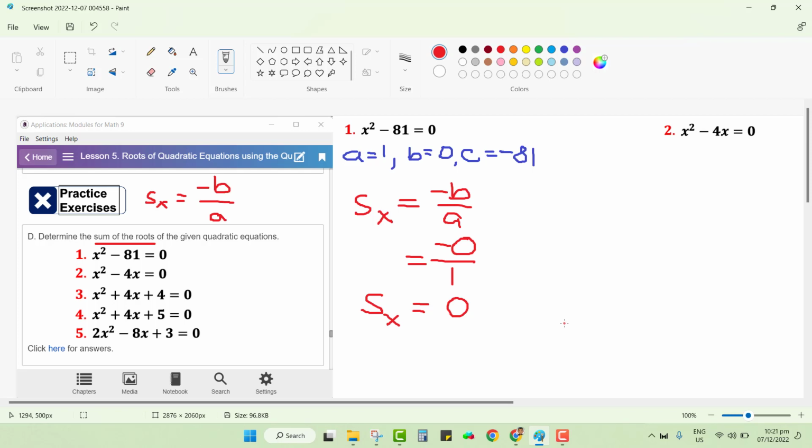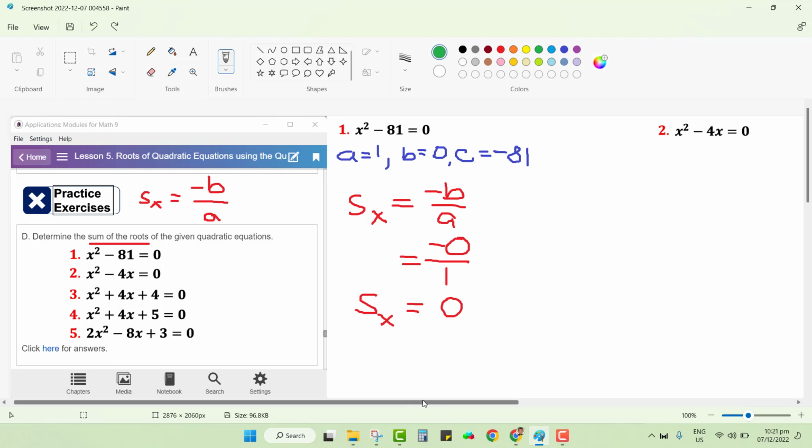If you are not convinced with this, we could of course solve for the roots using extracting square roots, where we transpose this on the other side, and we will get x squared equal to positive 81. If you're going to take the root of both sides, you will have positive negative square root of 81, which will give you positive negative 9. And if we add positive and negative 9, we will still get 0. Again, this is just for illustration, but we don't need to solve for that, since our goal is only the sum of the roots, and we already have this formula.